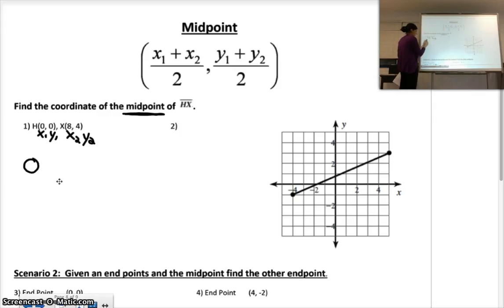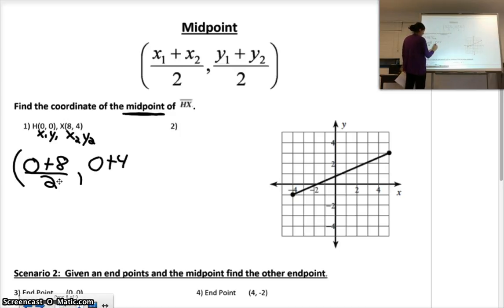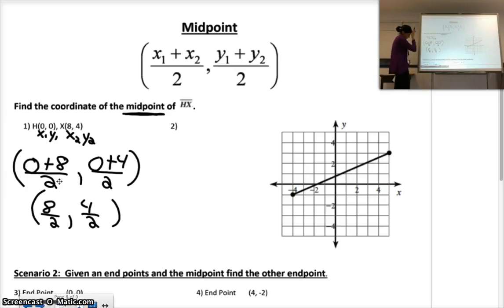So 0 plus 8 divided by 2, comma, because you're going to have a coordinate. Now we're going to do the y's. 0 plus 4 divided by 2. 0 plus 8 is 8 divided by 2. 0 plus 4 is 4 divided by 2. Now we can simplify this further. 8 divided by 2 is 4. 4 divided by 2 is 2. 2, comma, 4. This is the final answer.